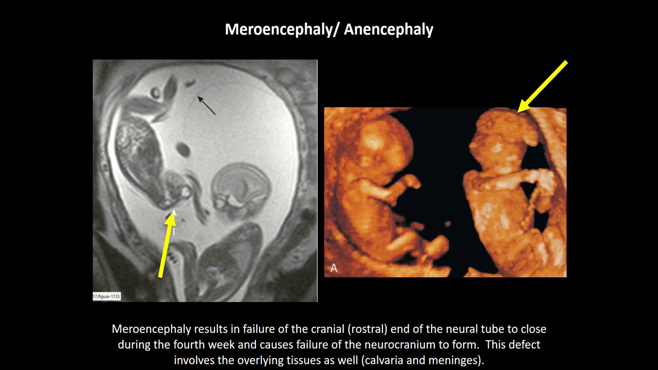And then another condition is called merencephaly. It used to be called anencephaly, which means without a cranium or without a brain, but that's really not true. Merencephaly is a more appropriate term because there is usually partial development of the brain and cranium. So here you can see the cranium failed to develop. You can see this brain sort of spilling out from the superior aspect of the cranium.